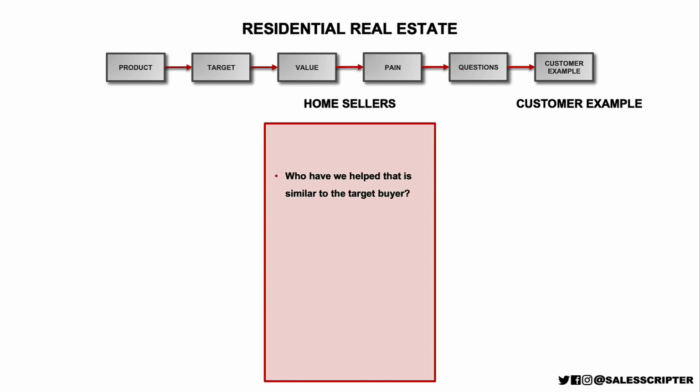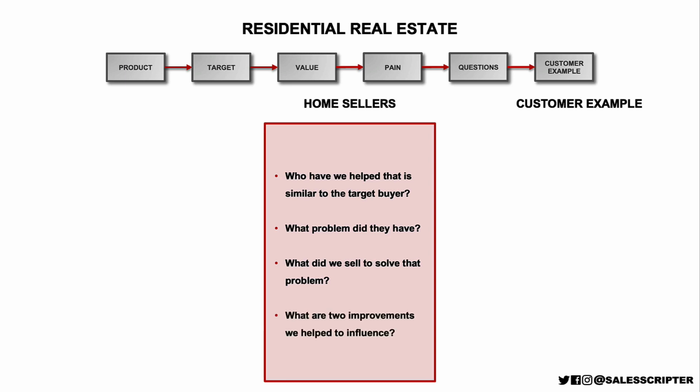Step one is to think about a past customer. The next step is to think about a problem they had that you helped to solve, what you sold them to solve that problem, and then think of 2 improvements that you helped to deliver with your product, or by them working with you, 2 improvements that they were able to see.